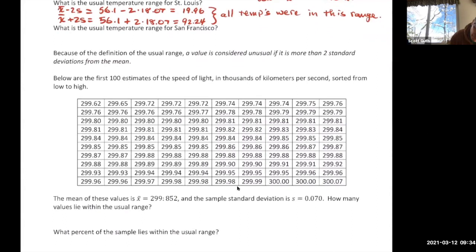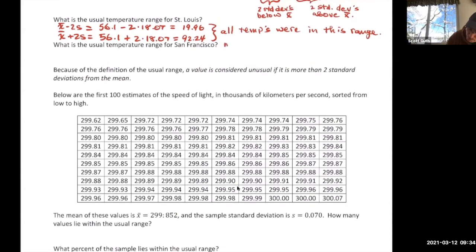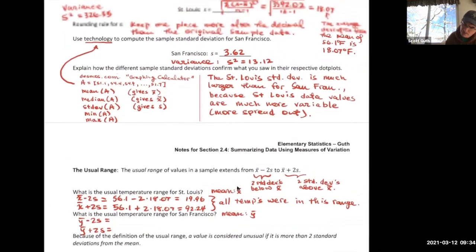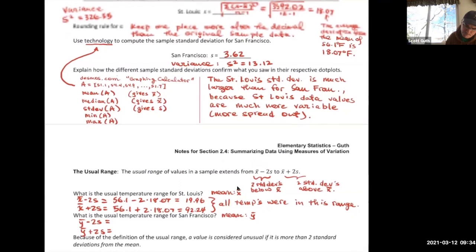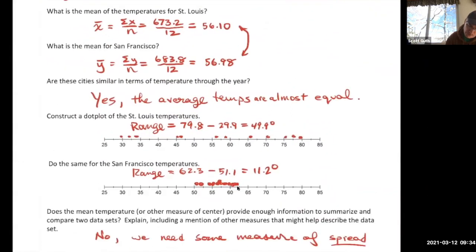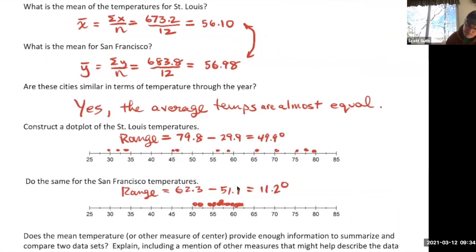Then for San Francisco, same thing. I think we called the mean Y bar for San Francisco. And for St. Louis, we called the mean X bar. So for San Francisco, I would do Y bar minus 2 times the standard deviation there, and plus. We'll have to go back here a bit. I've lost the mean. So I'm going to slide up to the very top and hope I've got it. Here we go. So the mean for San Francisco is 56.98.